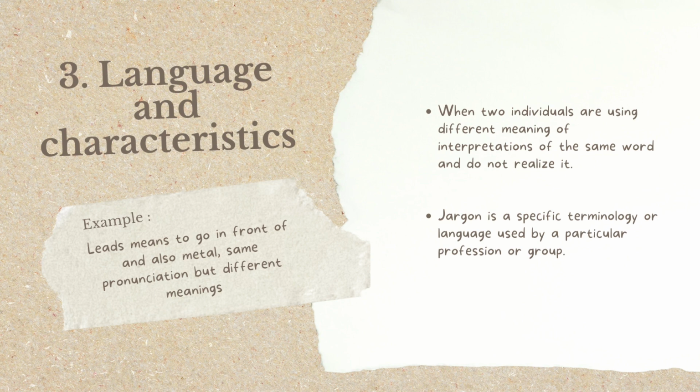Language and categories. This occurs when two people are using different meanings or interpretations of the same words and do not realize it. Jargon is specific terminology or language used by a particular person or group. As an example, "lead" means to go in front of and also "lead" the metal. Same pronunciation but different meaning.